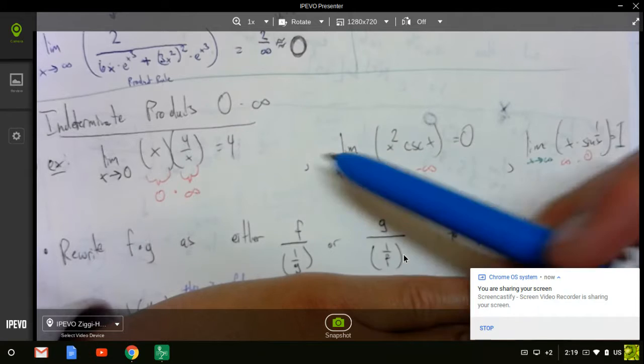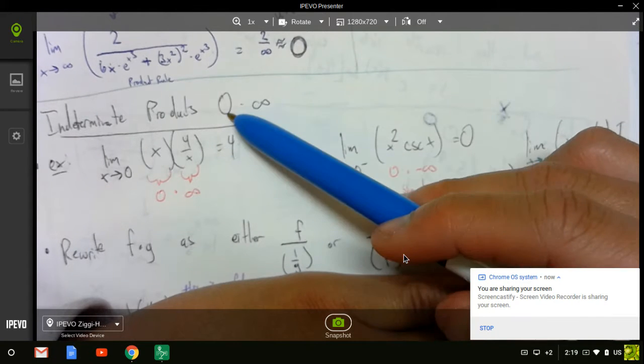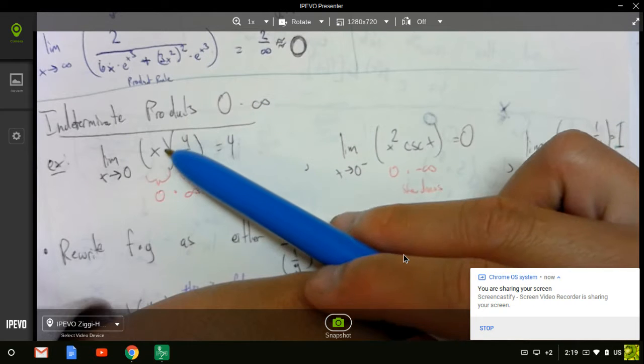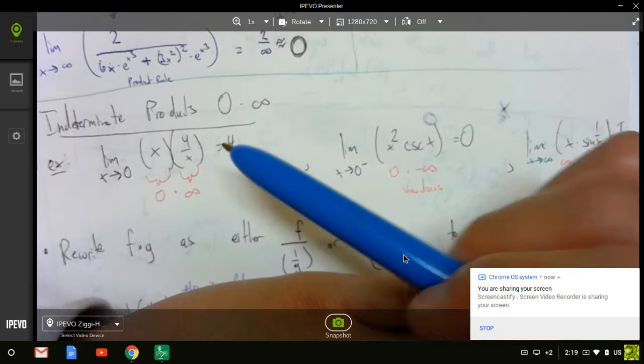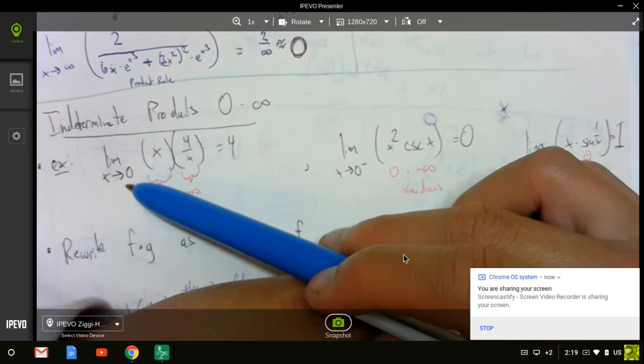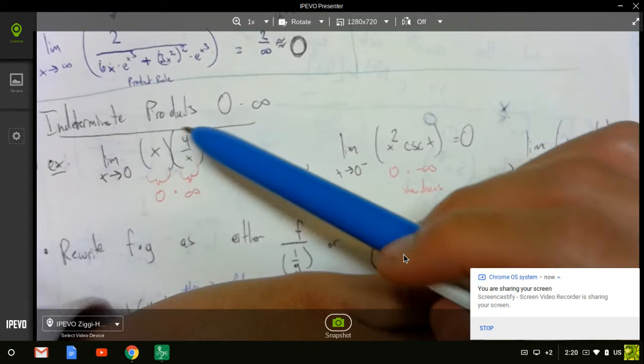Okay, but just letting you know, you're not going to get something that convenient. I'm just letting you see that this is a form of an indeterminate product, where you have 0 times infinity if you substitute the number that x is approaching into the function.